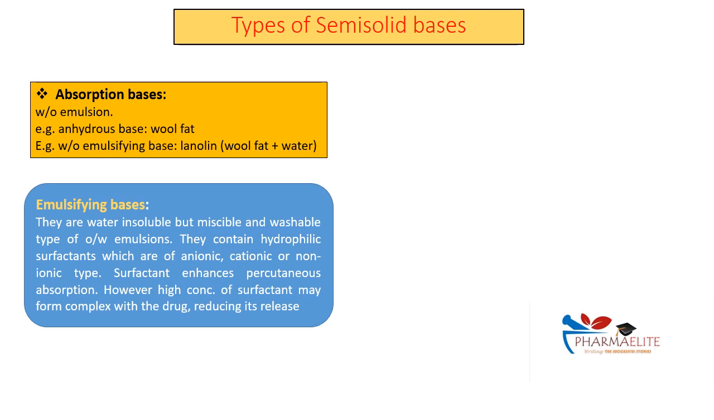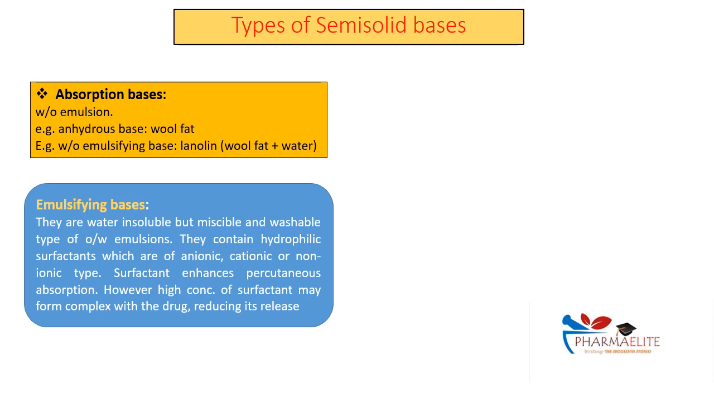When it comes to your emulsifying bases, we studied on the first slide that they contain surfactants, right? So they contain hydrophilic surfactants which are of anionic, cationic or non-ionic type. This surfactant basically enhances percutaneous absorption. So the surfactant increases absorption through the skin. However, if you use a higher concentration of surfactant, it might happen that the surfactant and drug form a complex. If you increase the surfactant concentration too much, one problem is that your surfactant and drug will form a complex with each other.